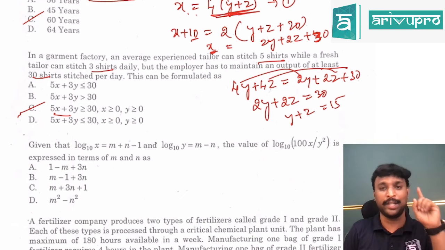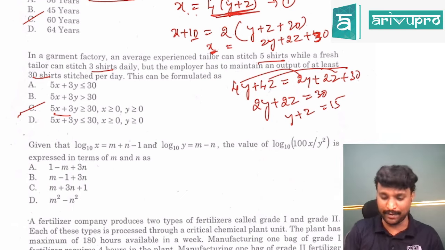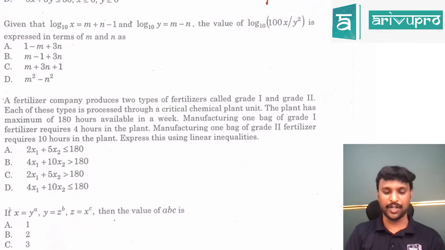So they cannot be negative. They should be positive value, or they can be 0. Therefore, option C is the answer. Guys, look at the question number 54.